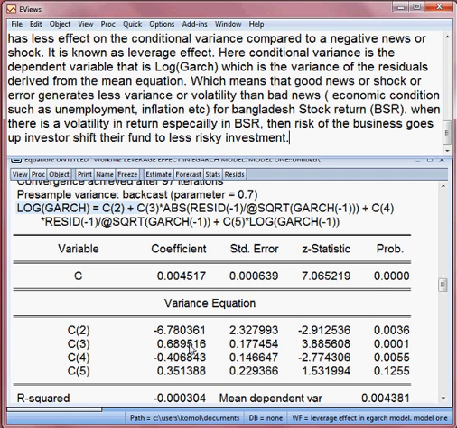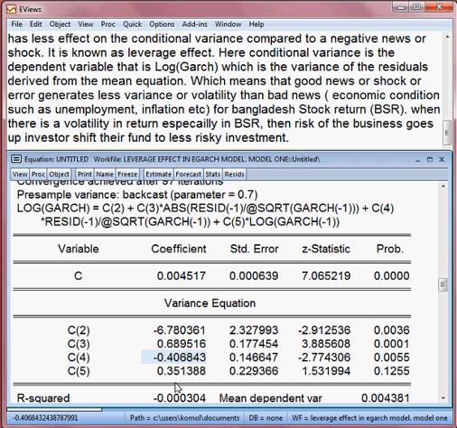And in our model, there is a leverage effect, meaning that bad news has more impact on the volatility of the Bangladesh stock return than the good news. So our model has a leverage effect.